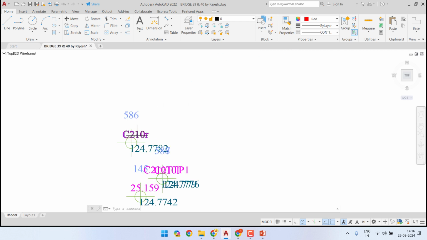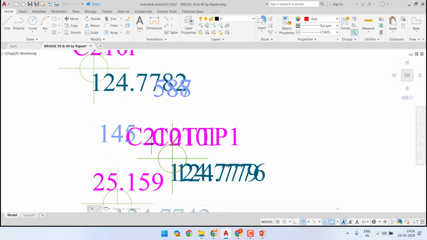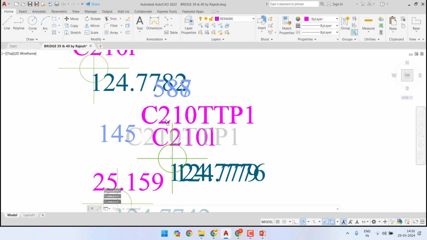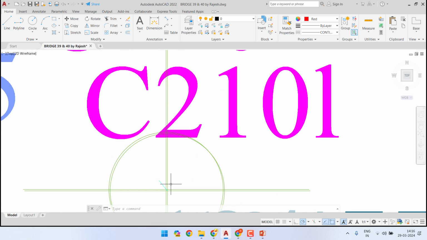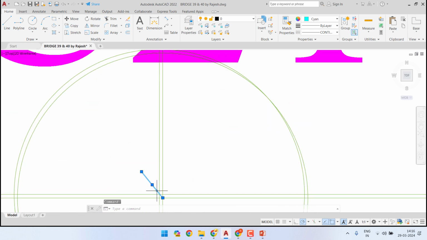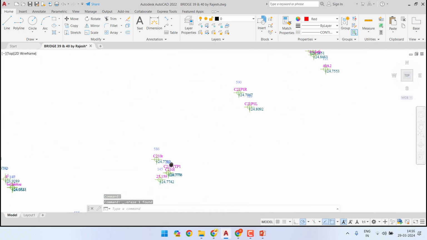So this is curve 21.0 right side of rail, and this is curve 21.0 station number 0, and TTP1, that is station number 0. Okay, curve 21 station number 0, which is TTP1. Two readings have been taken here, so we will use either of them. They are almost at the same location.